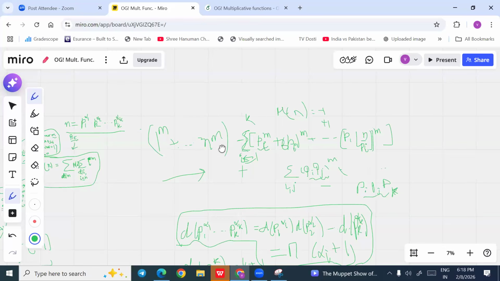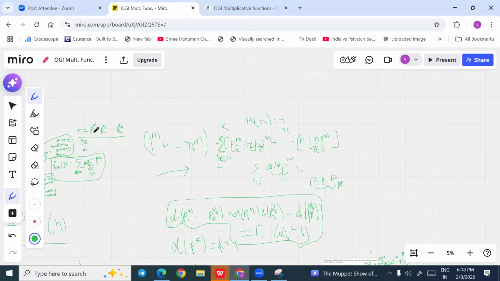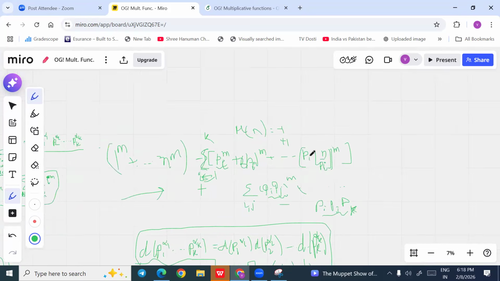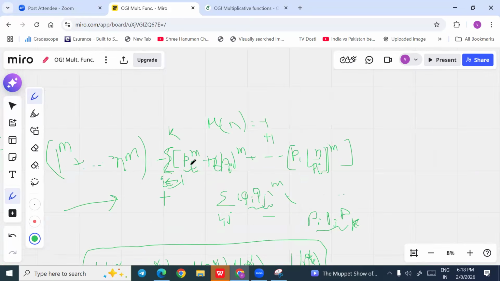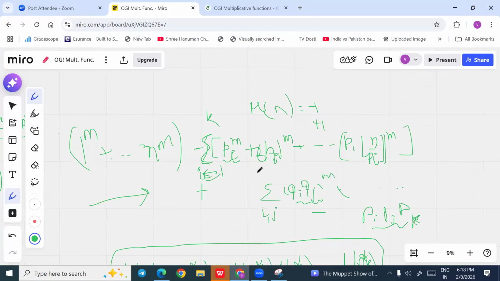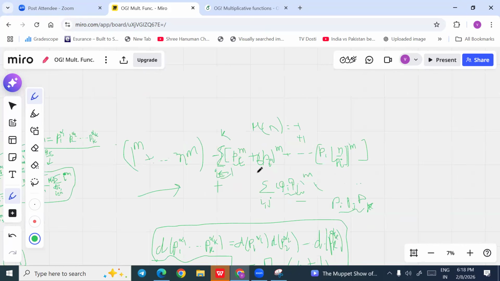Then you subtract those powers which are divisible by either p1, p2, pk. So you're essentially subtracting the multiples' powers of p1, p2, and so on, and you do this for all primes, right? But the problem is now you have double subtracted the multiples of both pi and pj, so you'll add them again.